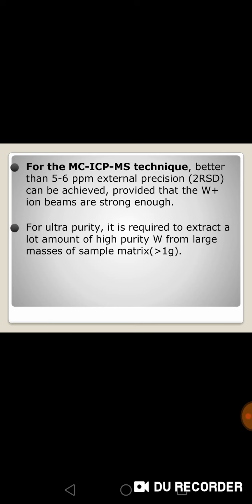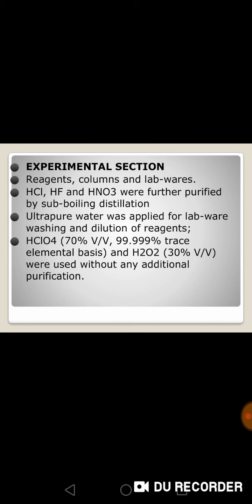Next is the MC-ICP-MS technique, which is better than the previous one and has 5 to 6 ppm external precision. That can be achieved provided that the tungsten positive ion beams are strong enough. For ultra high precision, it is required to extract a large amount of high purity tungsten from large masses of sample matrix, whose weight must be greater than 1 gram.